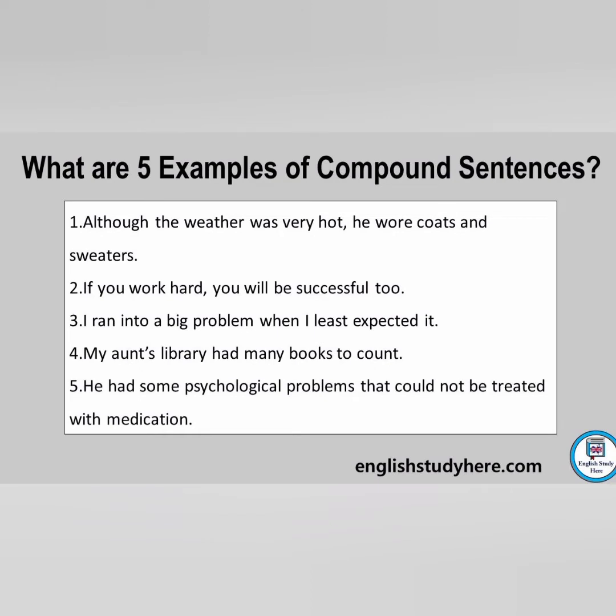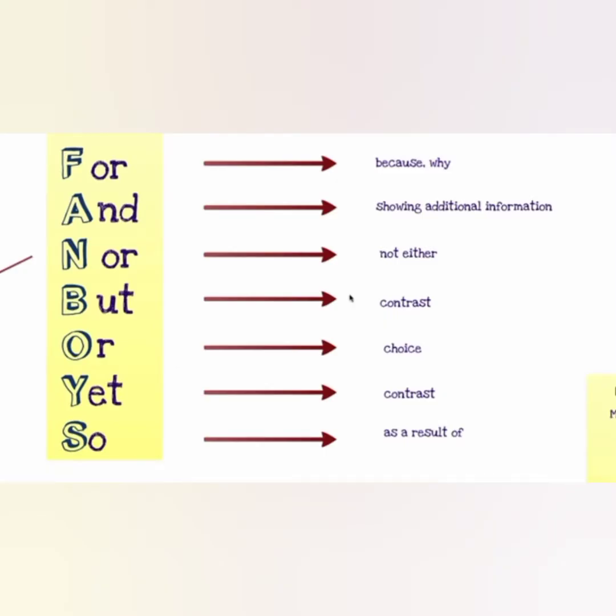Compound sentences are easy to identify because they usually use a coordinating conjunction, which you may remember as the symbols for, and, nor, but, or, yet, and so. While the compound sentence can also use a semicolon to connect two clauses, in which case no conjunction is necessary. Let's look at some compound sentence examples to see how they work.